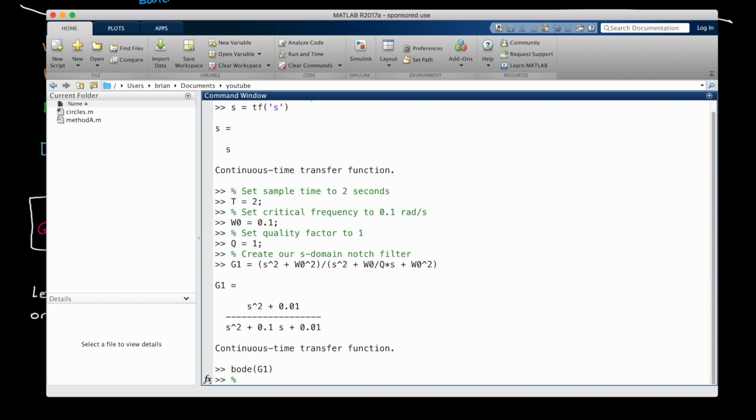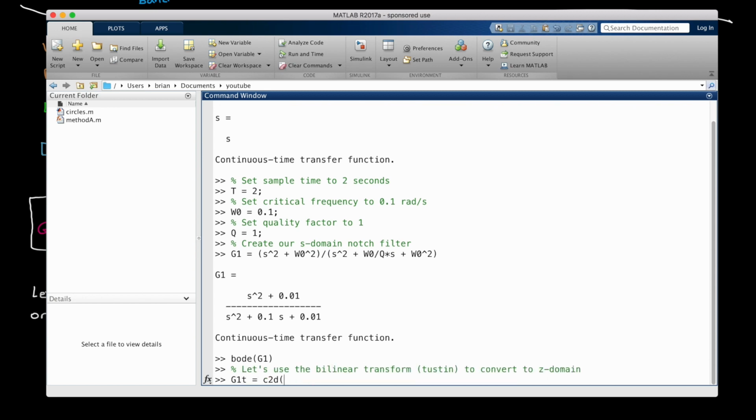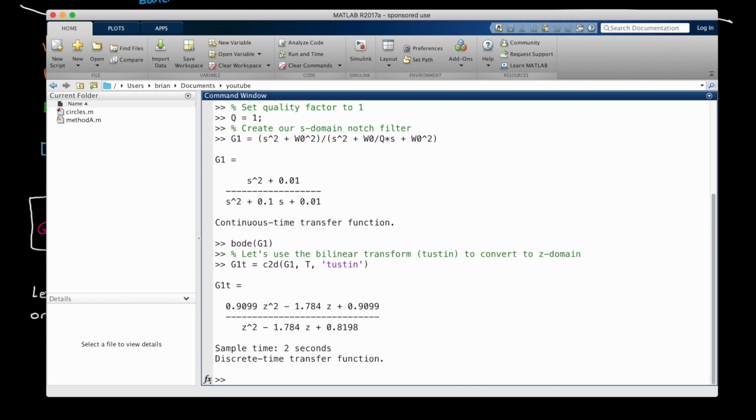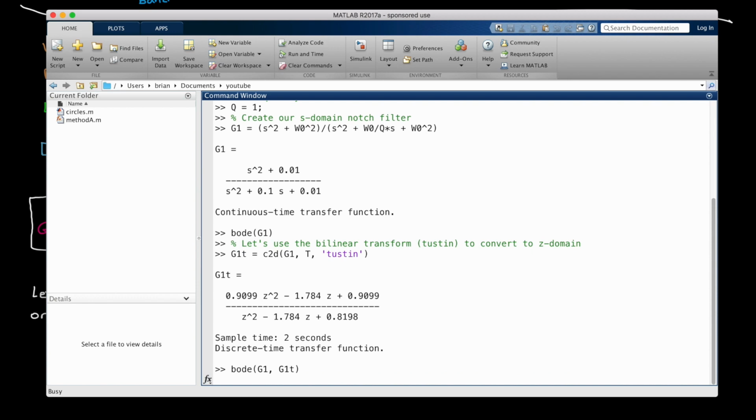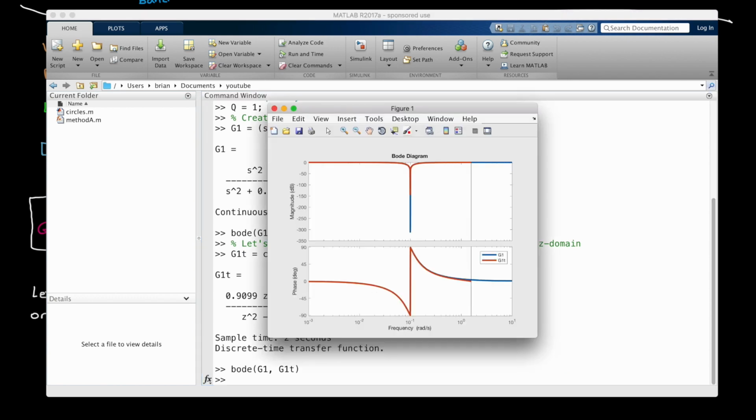And with step 1 out of the way, let's use the bilinear transform, or the Tustin method, to convert to the Z domain. And we get a discrete transfer function with a sample time of 2 seconds. So far, so good. We can now plot the Bode plots for both the analog and digital filters on top of each other and see how we did.